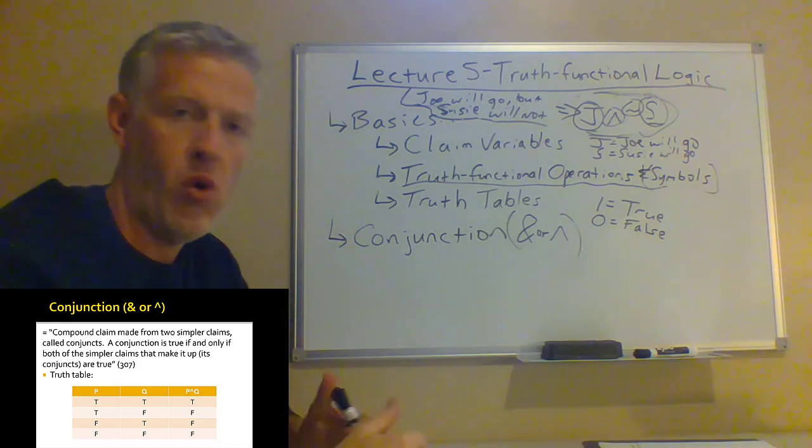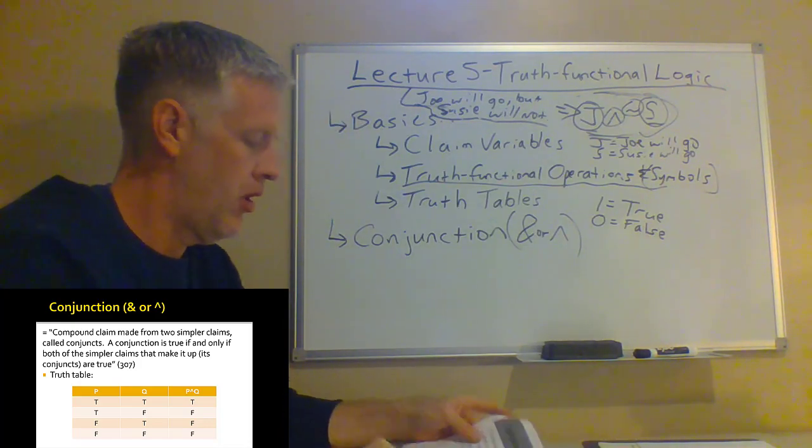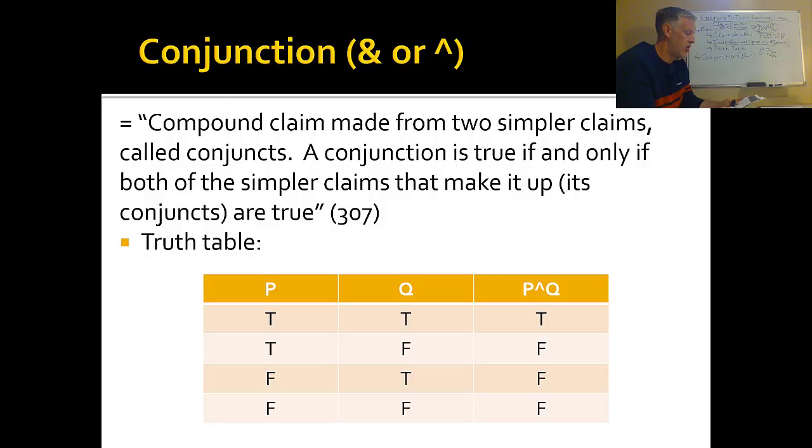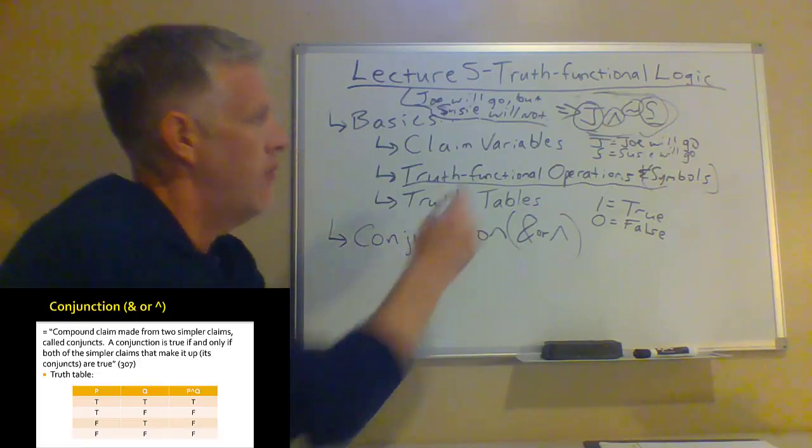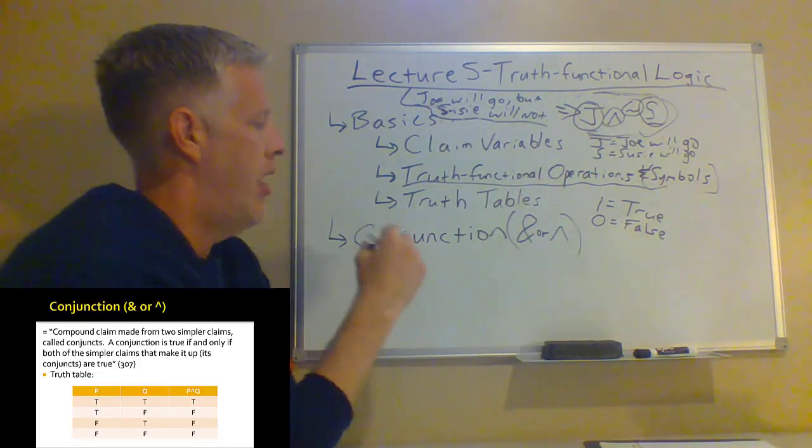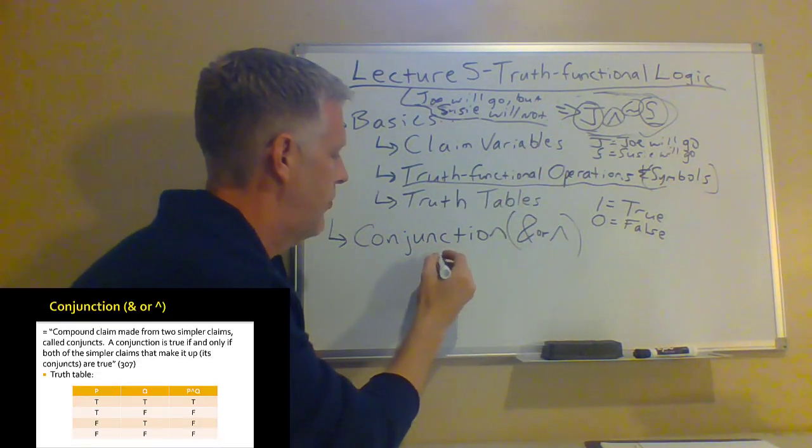So this is the top of slide 4, as the authors of the textbook define conjunction. It is as follows, from page 307, quote, "The compound claim made from two simpler claims called conjuncts. A conjunction is true if and only if both of the simpler claims that make it up, its conjuncts, are true," end quote. So what it looks like, and we had one up here, is basically keeping it simple.